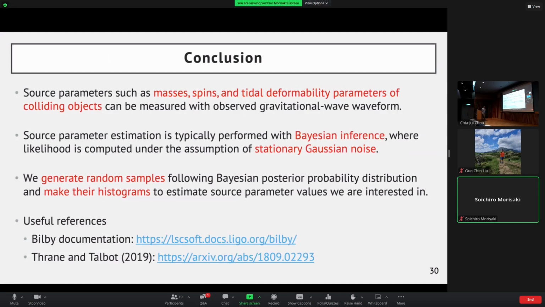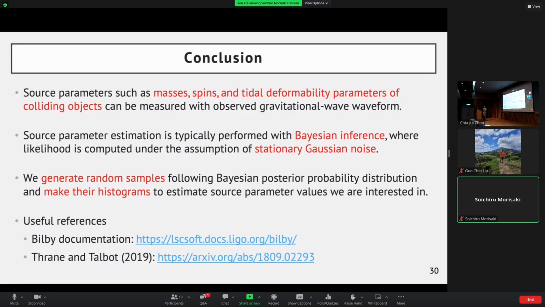So as I explained, we can measure the source parameters such as masses, spins, and tidal deformability parameters of colliding objects with observed gravitational wave morphology. What we do is compute the probability density function of those source parameters. And we typically use the Bayesian framework, where the Bayesian posterior distribution is computed through the Bayes theorem, and the likelihood part is computed under the assumption of stationary Gaussian instrumental noise.